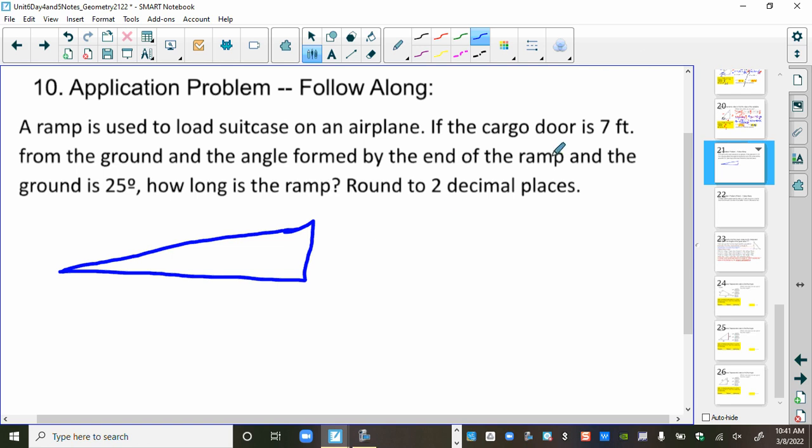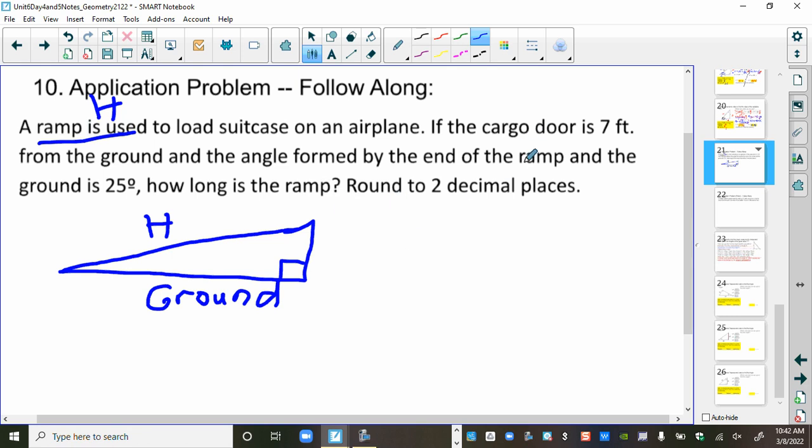So they said this cargo door is 7 feet from the ground. So pretend here's your ground. There's the ground. Now the ramp. What's the ramp? The ramp is always our hypotenuse. You see ramp, that's always hypotenuse. Boom.